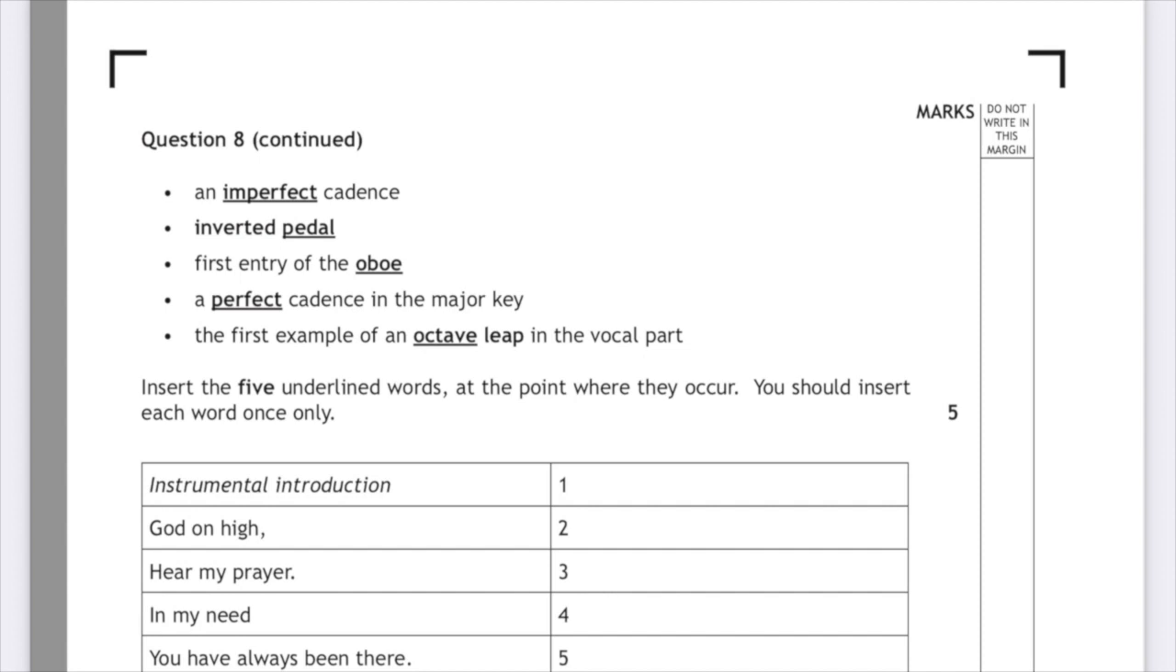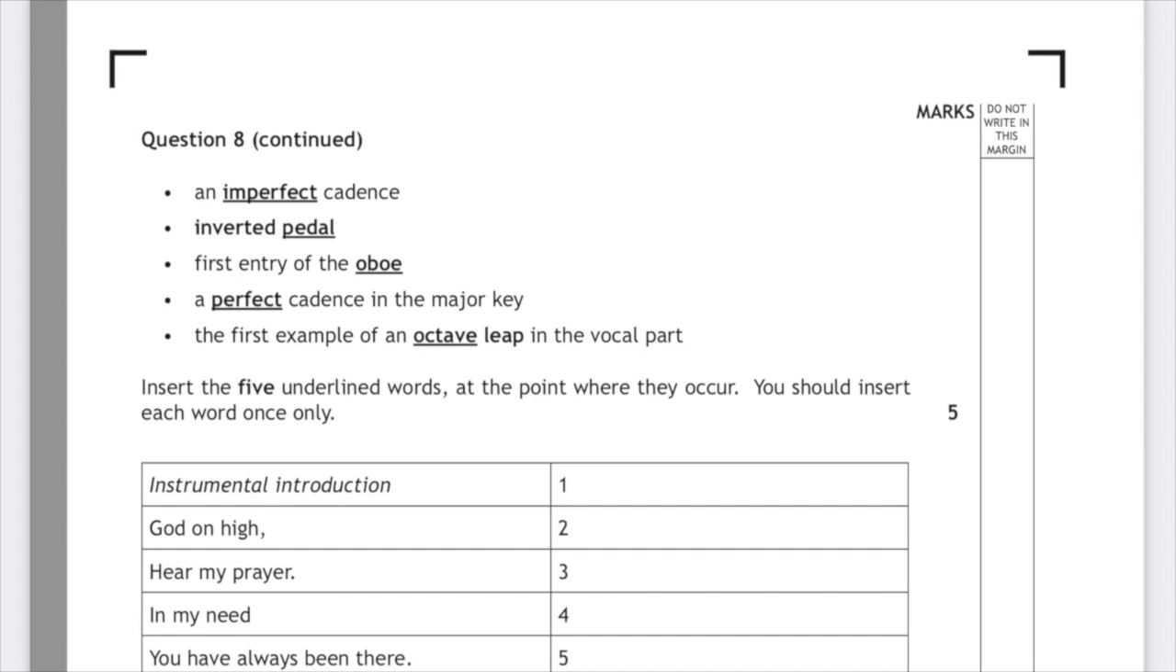A perfect cadence in the major key, for example, is the same as any other perfect cadence that you will hear. That implies to me that at some point it's going to change key and become minor. So you just need to find the perfect cadence while it's still major. The first example of an octave leap in the vocal part, that just means an octave leap when they're singing. And it needs to be the first time that it happens.